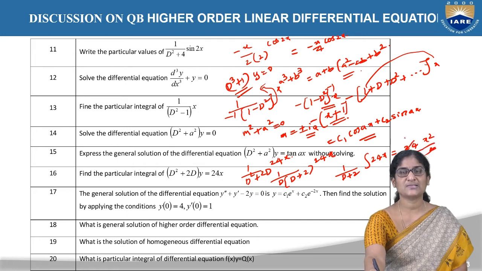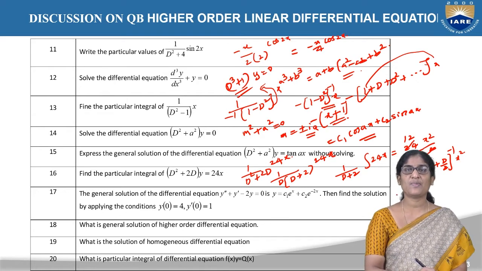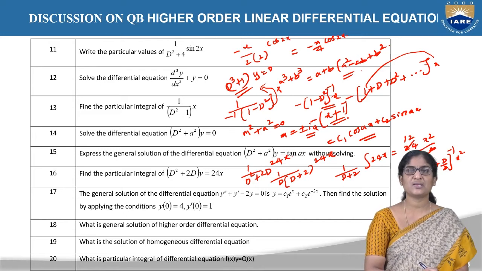And here it is nothing but d plus 2, and it can get cancelled to 12 times, and plus 2 can be taken common again to use the binomial expansion, so 12 by 2 and (1 plus d by 2) whole to the power of minus 1 into x square. We can make use of the binomial expansion here. What is (1 plus x) whole to the power of minus 1? It is nothing but 1 minus x plus x square minus x cube plus x to the power of 4, and so on.